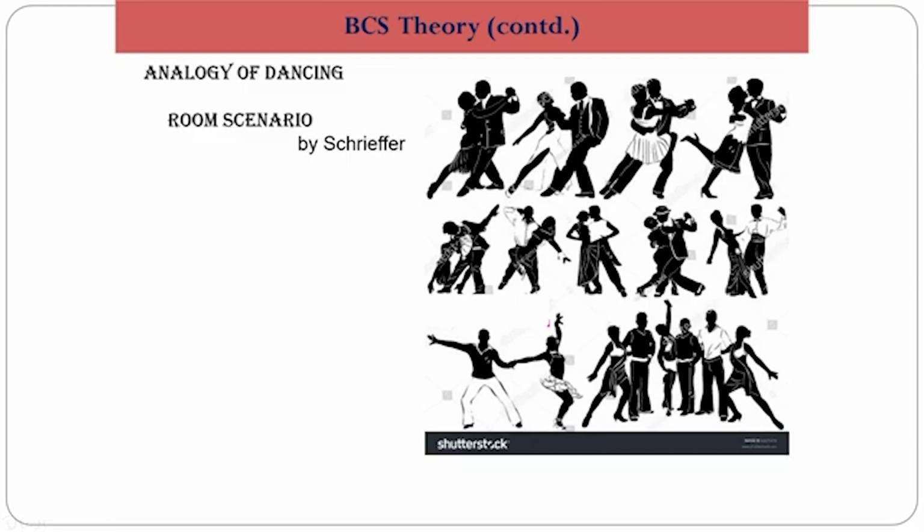So, Schrieffer, one of the recipients of the Nobel Prize for the discovery of BCS theory, visualized this as a dancing room scenario. You see that the pairs are dancing. This has been taken from the internet. These pairs are dancing in a manner that they are completely oblivious of each other. They keep dancing, not knowing the presence of another pair in the room. That is the dancing room scenario, and these pairs are like the Cooper pairs.